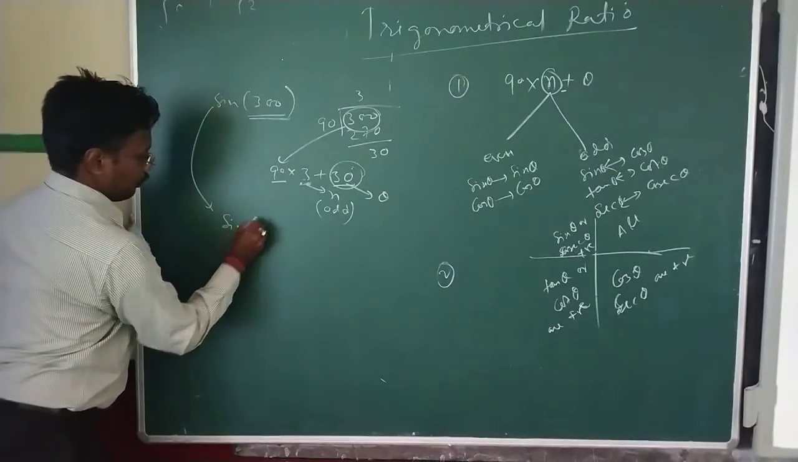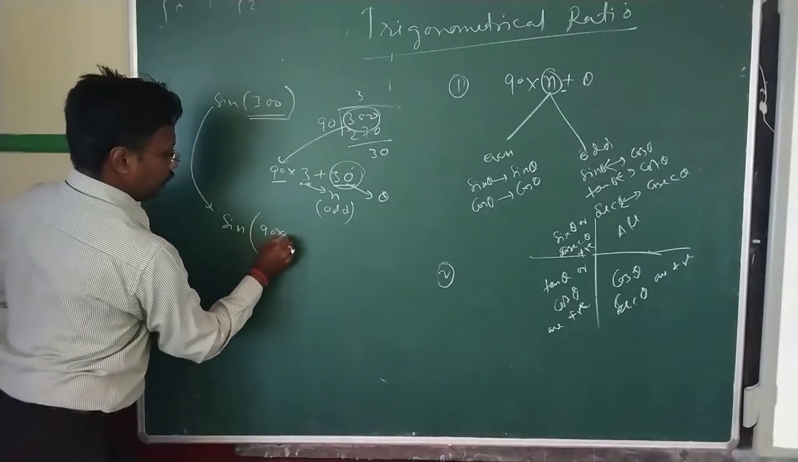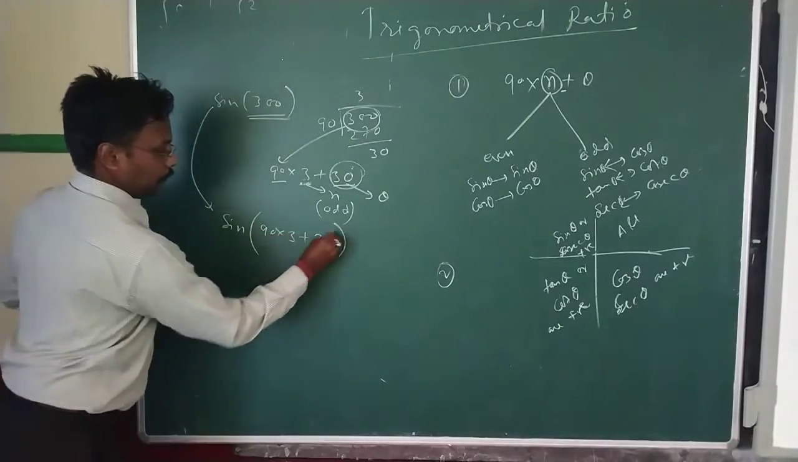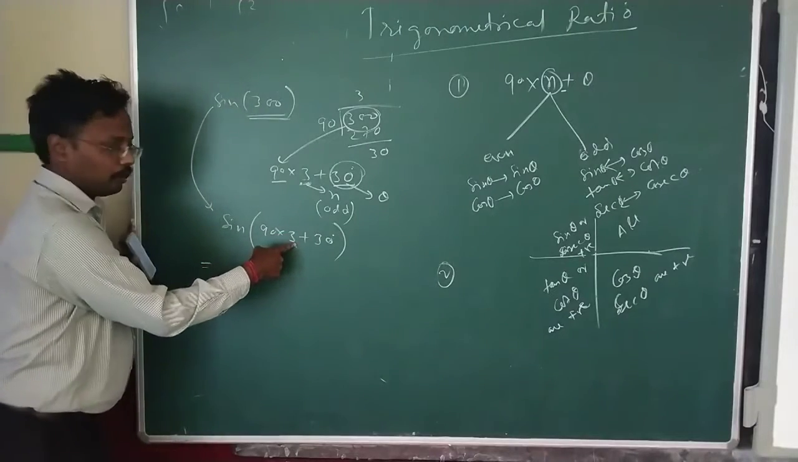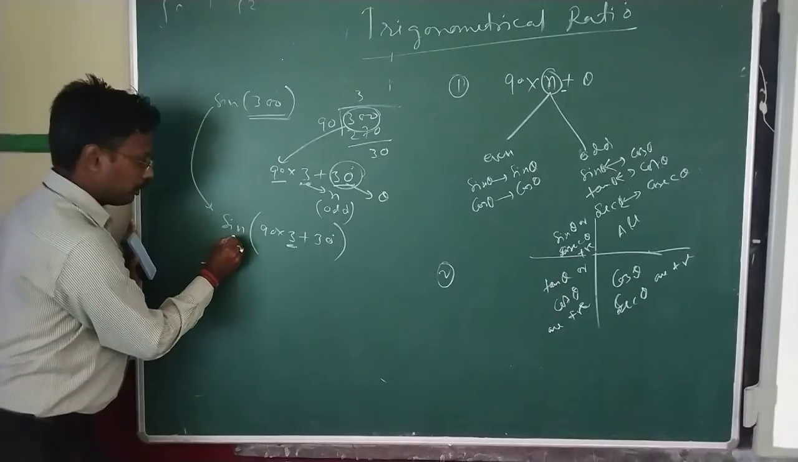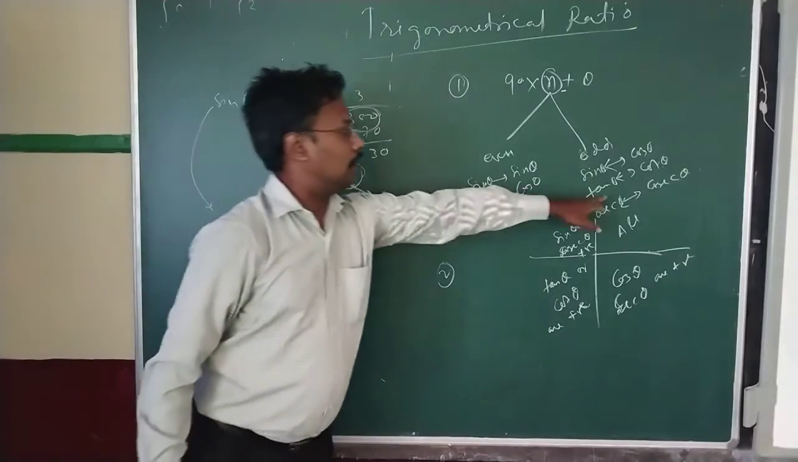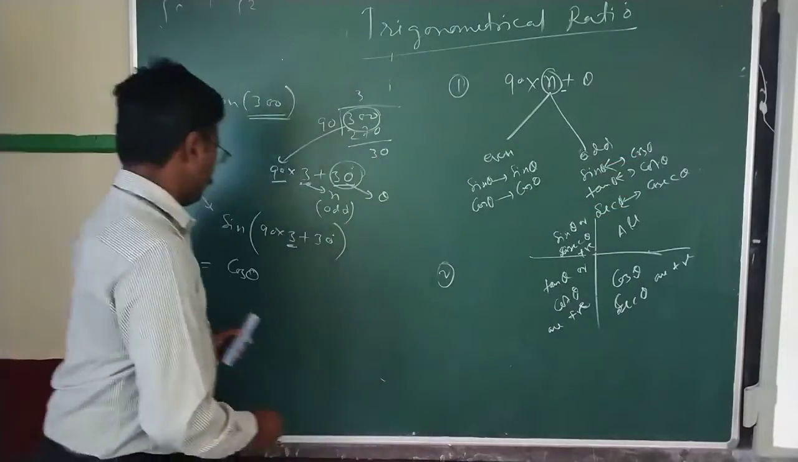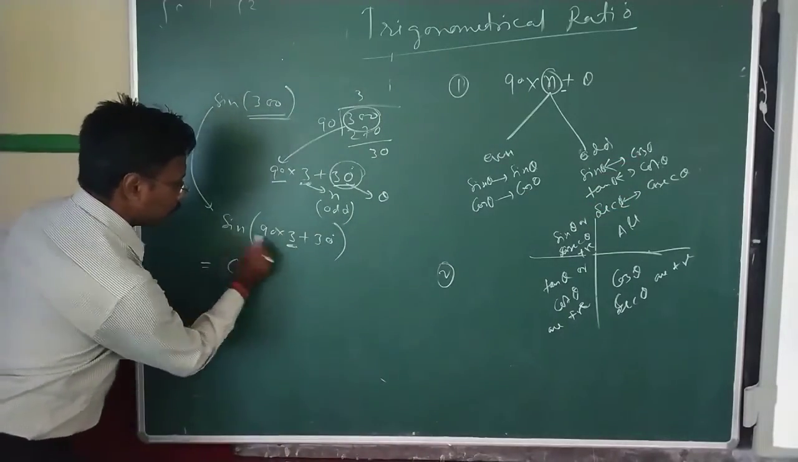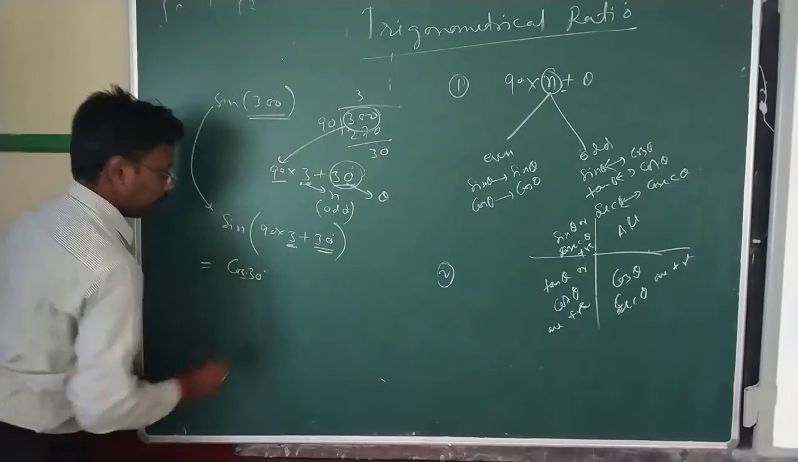So in the first step, you write 300 degree as 90 into 3 plus 30. Then n is odd, so we need to change the trigonometric ratio. Sine changes into cos. As I have written it here, sine theta changes into cos theta. So we get cos theta. Now what is the value of theta? 30. So right here 30 degree.